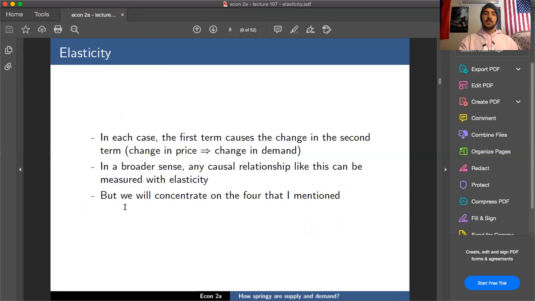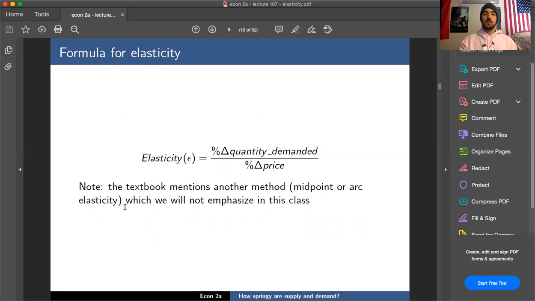So in each case, the first term causes the change in the second term. Price change or price elasticity of demand. It's just how the change in price affects the elasticity of demand, and how the price affects the elasticity of the supply. But in a broader sense, any causal relationship like this can be measured with elasticity. We're going to mention the four above.